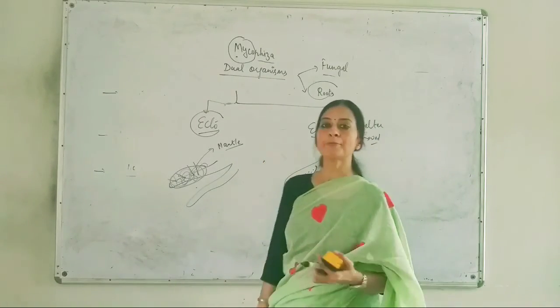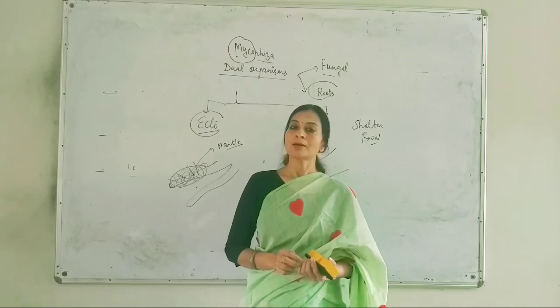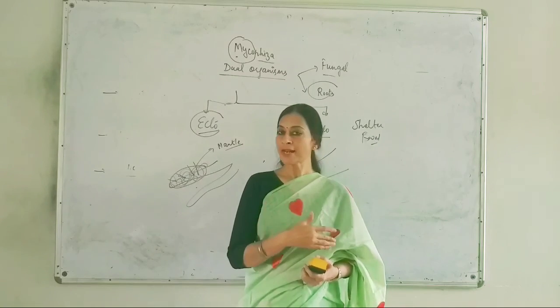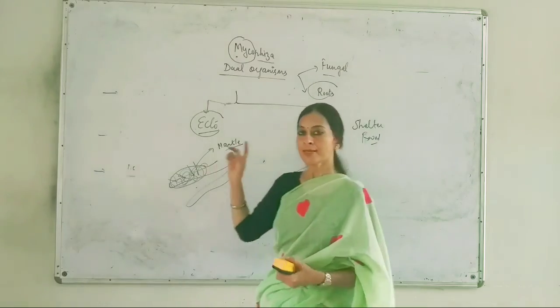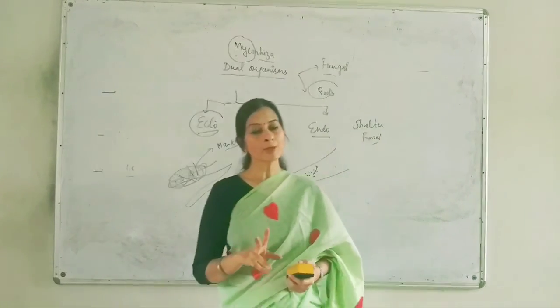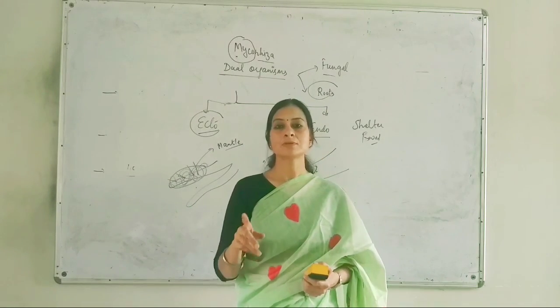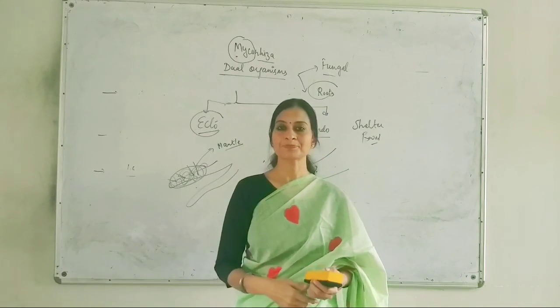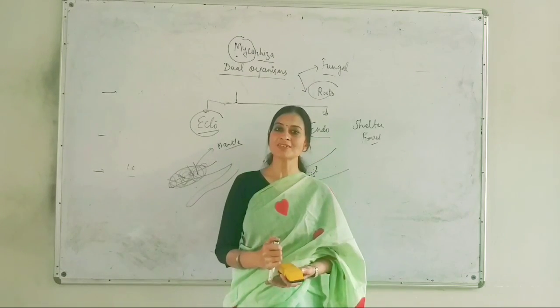This is another type of symbiotic association. As we have studied in lichens, there are two partners, algal and fungal partner. Here in this mycorrhiza, there are again two partners, the fungal partner and the root partner. So I hope this symbiotic association is clear to you.